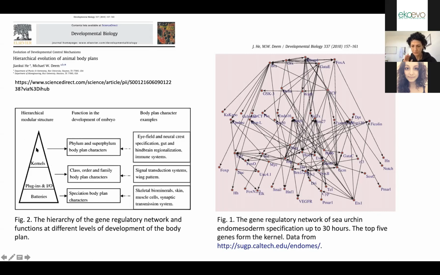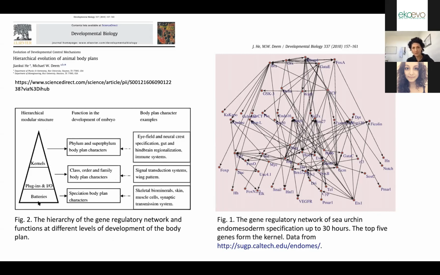We have developmental genes and gene regulatory networks. Mutations happening in different parts of the gene regulatory networks can create different features. Here they mentioned that there are kernels in gene regulatory networks, there are plugins, input-output devices, and there are gene batteries. When a mutation happens in the kernels, these developmental genes, this mutation can create phylum-level differences in body plan.